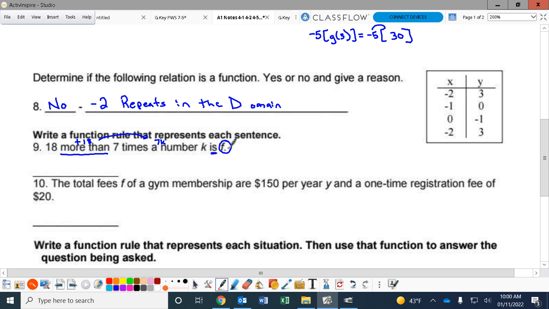Guys, f is the one that is by itself. So f is going to go on the inside or the outside? Outside. K is the one that's mixed up with everything. That's going to go on the inside. So when you write your function notation, what's going to go in the front? F of what? Good. F of k equals. Guys, the 18 more than has to go at the end. So the plus 18 goes after whatever you put next, which is the 7k. That would be your function notation.